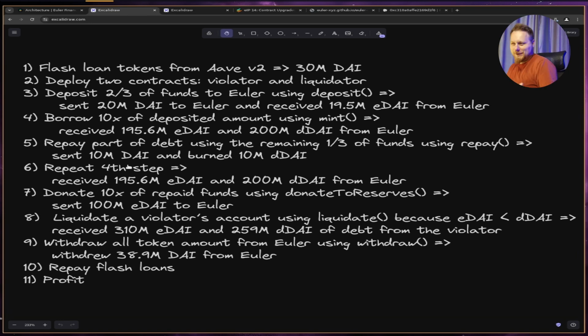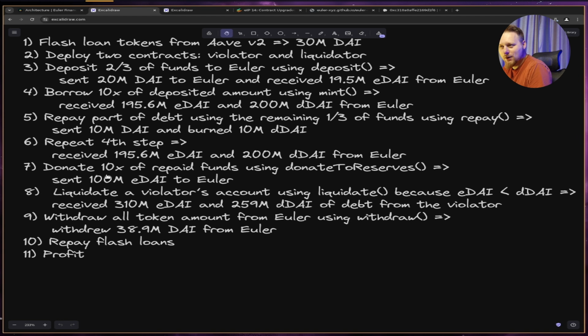So he repeated this step, and he received 195 million EDAI, and now he has almost 400 million of EDAI. And what he does, he sends this 100 million of EDAI to Euler via donate to reserves, and he is around 20% underwater. So this is the max amount that the Liquidator can take.